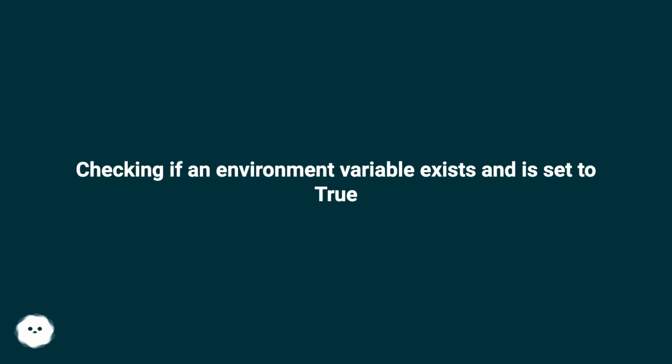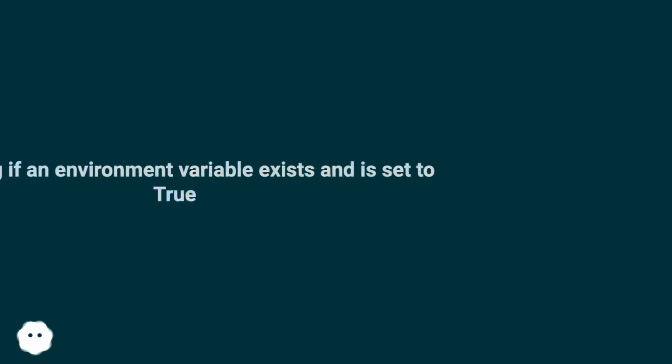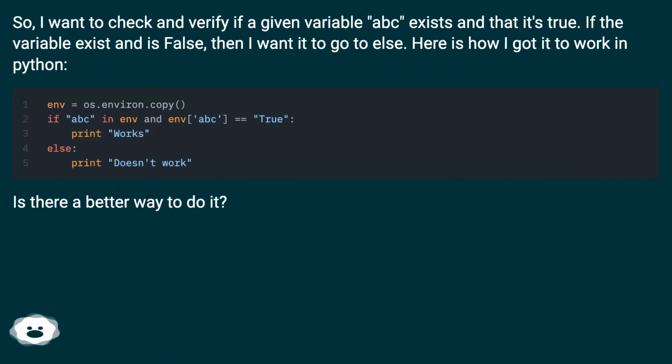Checking if an environment variable exists and is set to true. So, I want to check and verify if a given variable ABC exists and that it's true. If the variable exists and is false, then I want it to go to else. Here is how I got it to work in Python.